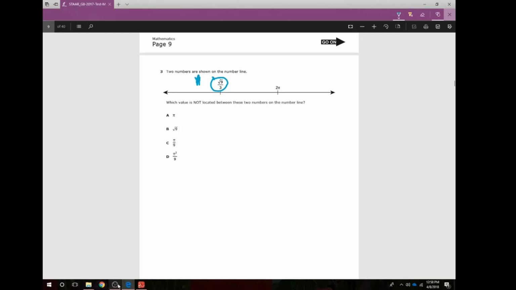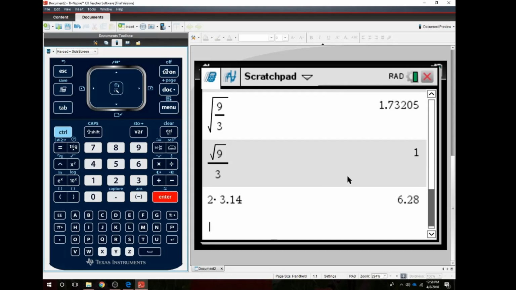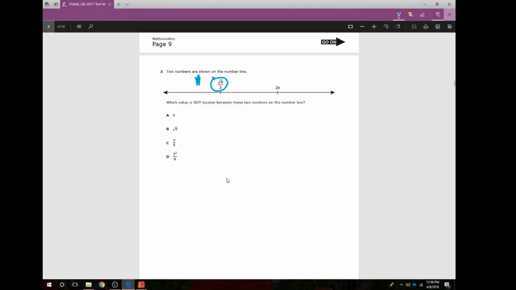Now we have to go on to 2 pi. So for 2 pi is pretty easy. I'm just going to use 3.14 for pi. So 2 times 3.14. It's pretty easy. We just use a multiplication key. And we get 6.28. So I'm going to write 6.28 down here. Okay. So I'm looking for the number that is not between 1 and 6.28.